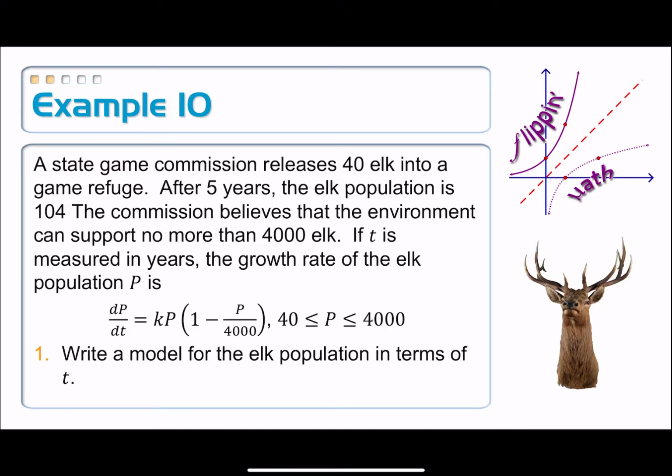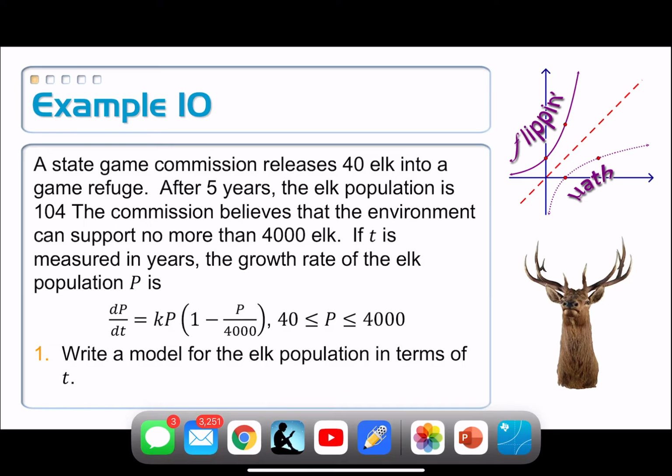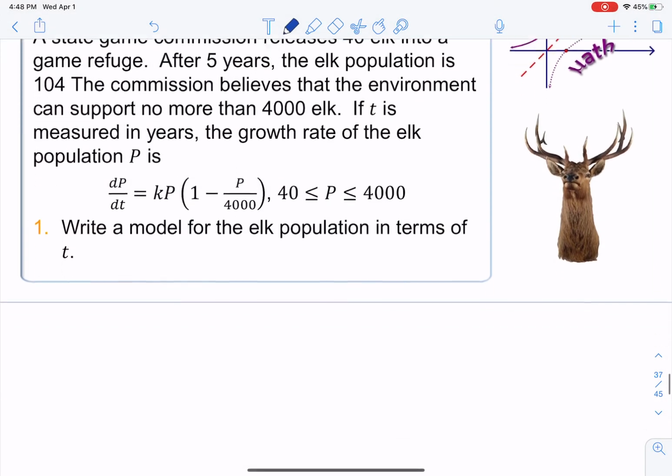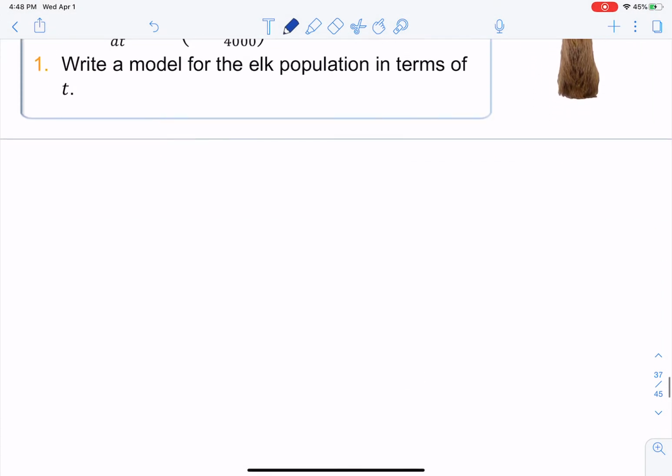model. And the reason why it's going to be different is that we don't have k. That's not a number that we have. We had it before. We're going to have to solve for it, and in order to solve for it, you need another point, which is why they said after 5 years, the elk population is 104. Now I think we've got a pretty good grasp of what is going on here. Let's go ahead and try to solve this.